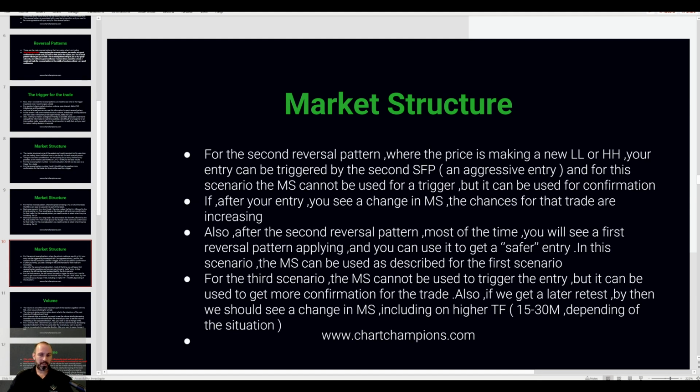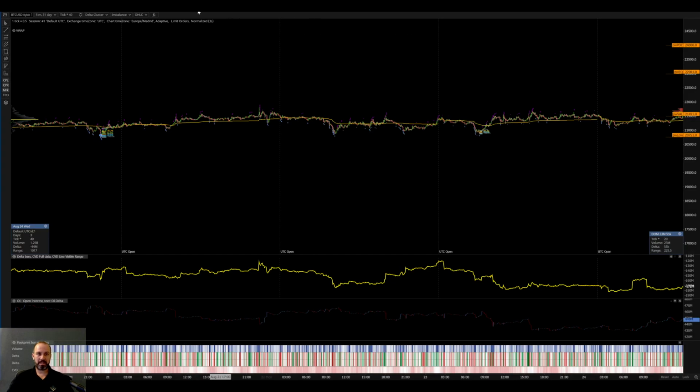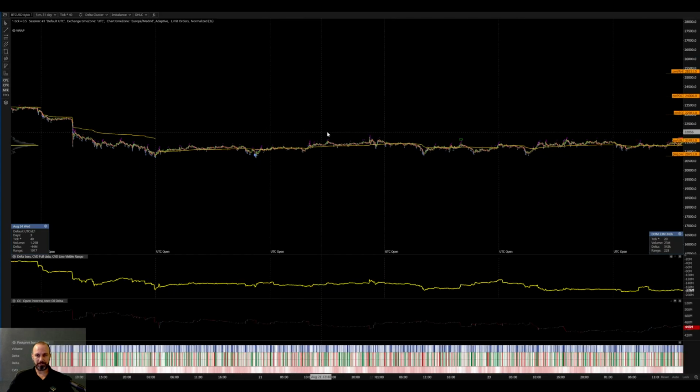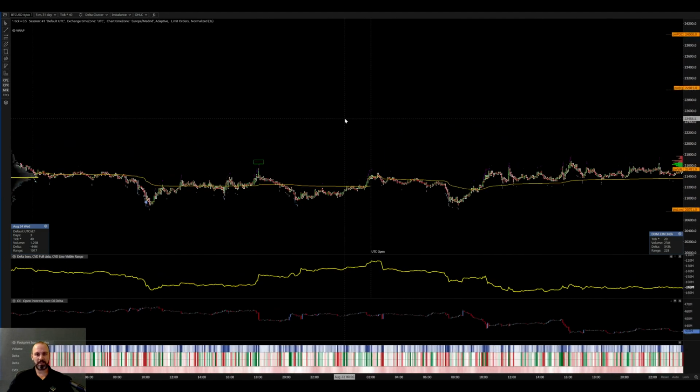For the third scenario, the market structure cannot be used to trigger the entry, but again, it can be used to get more confirmation for the trade. Also, if we get a later retest, by then you should see a market structure change, including on higher time frames, 50 minutes, 30 minutes, including 1 hour. And let's see a quick example about the reversal pattern number 3, sorry, the latest one.